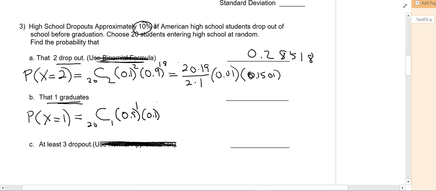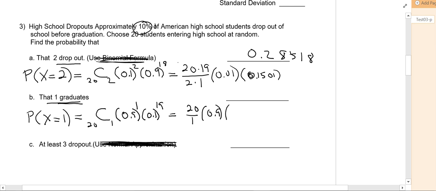How many of them? 19, because again, if I have 20 in total and one of them's graduating, it must mean 19 are not. Now we look at the combination formula. 20 pick 1 is just 20 over 1. 0.9 to the first power is 0.9.